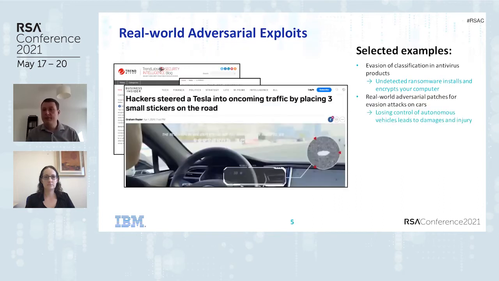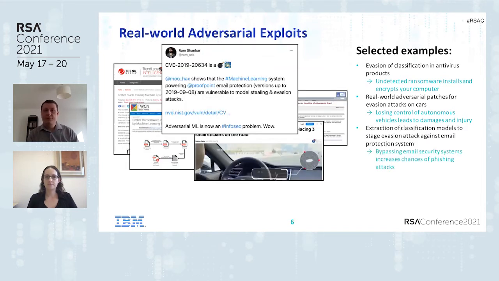There are also physical real-world adversarial attacks using patches for evasion attacks on self-driving cars. For example, putting stickers on driving lanes and traffic signs with the goal to influence the behavior of a self-driving car, resulting then in losing control of autonomous vehicles and leading to great damages and injuries and chaos. The third example is the extraction threat, which has been demonstrated: classification models contained in applications can be extracted and then used to stage evasion attacks, for example, against email protection systems. And this allows really bypassing these security systems to increase the chances of phishing attacks, for example.